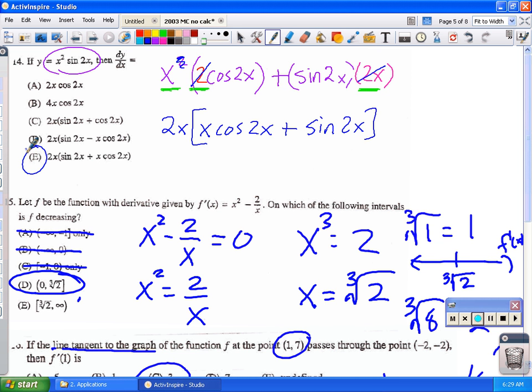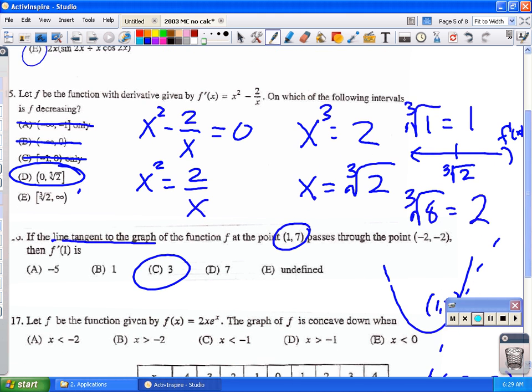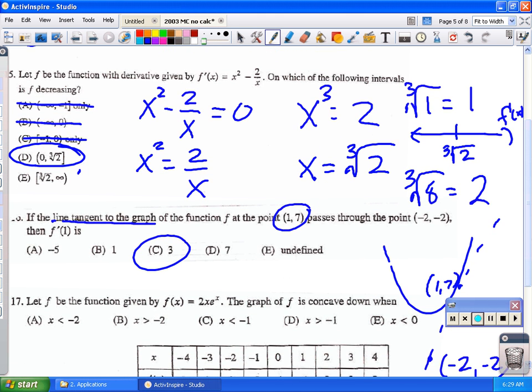Okay, and evidently in this flip chart I'd done these problems before and I didn't get rid of the work in number 15, so I'll just go ahead and talk about it instead of doing the work again. In number 15, let f be the function with the derivative given by. So they've given us the derivative here. On which of the following intervals is f decreasing? Well, the first thing I'm going to need to do is to set my derivative equal to 0 to get critical numbers. And when I do that, notice that I added 2 over x to both sides in this step right here.